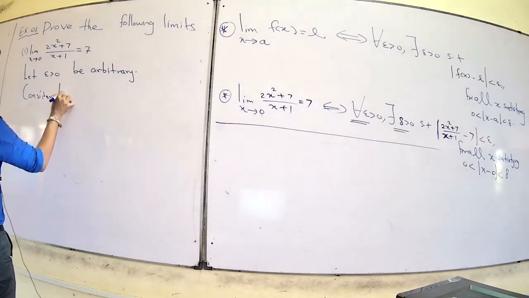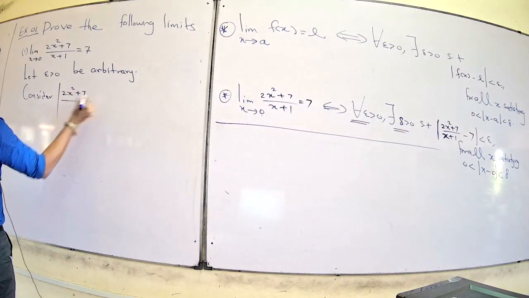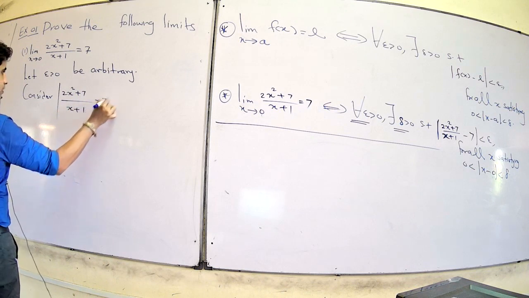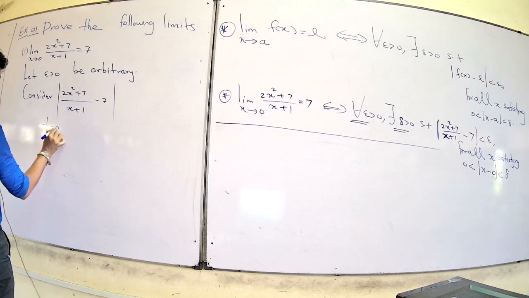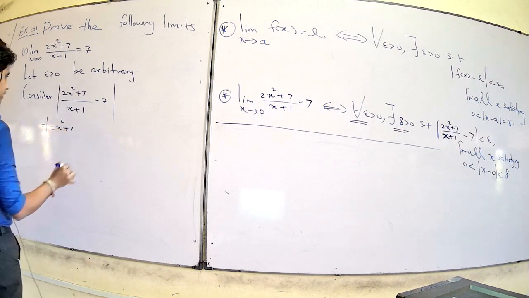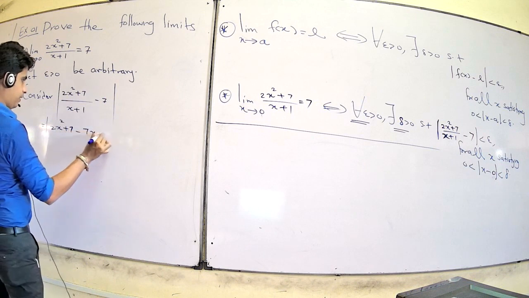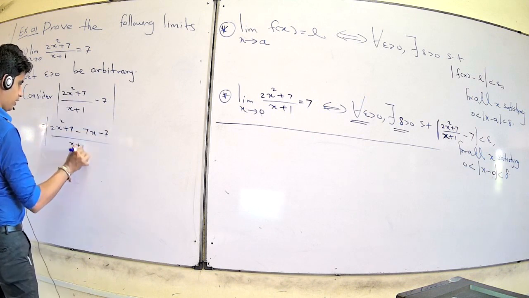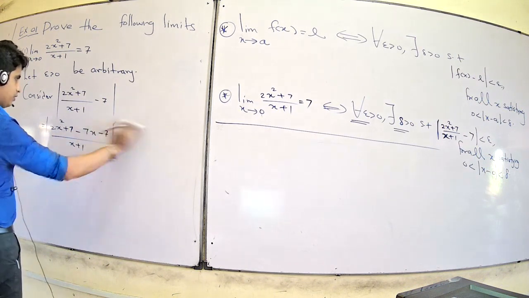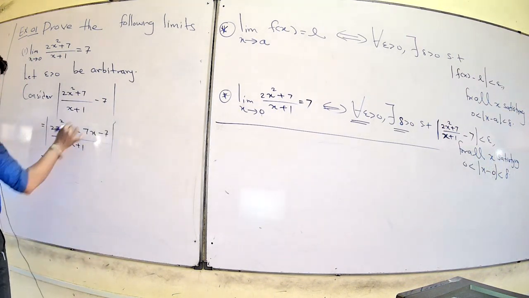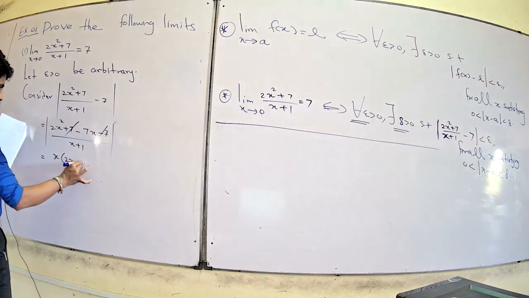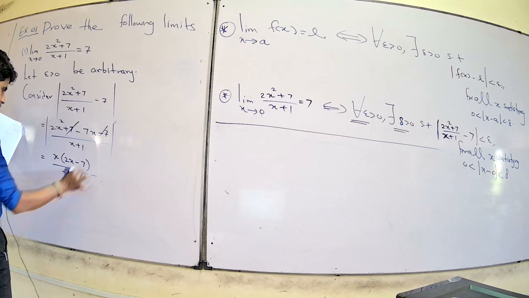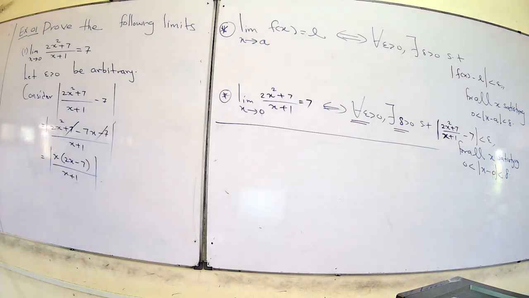Consider (2x squared plus 7) over (x plus 1) minus 7. Okay, now this part you can easily simplify: 2x squared plus 7, then minus 7x minus 7, over x plus 1. Now you have 2x squared minus 7x, which you can write as x times (2x minus 7), over x plus 1, modulus. Okay, x plus 1 modulus.